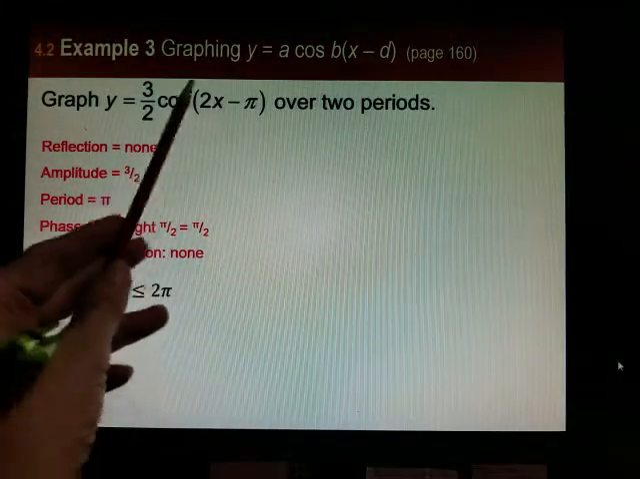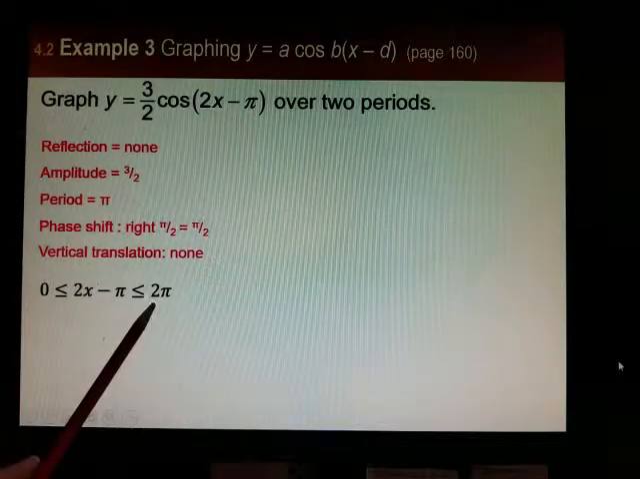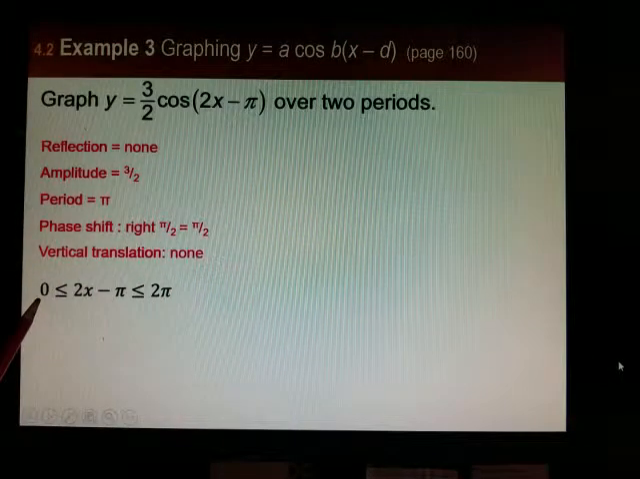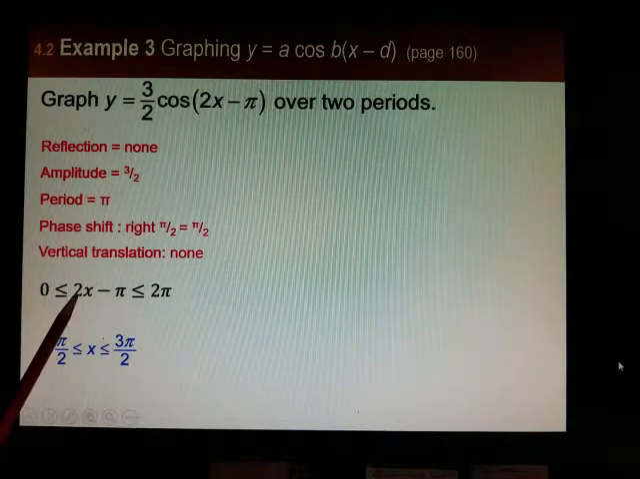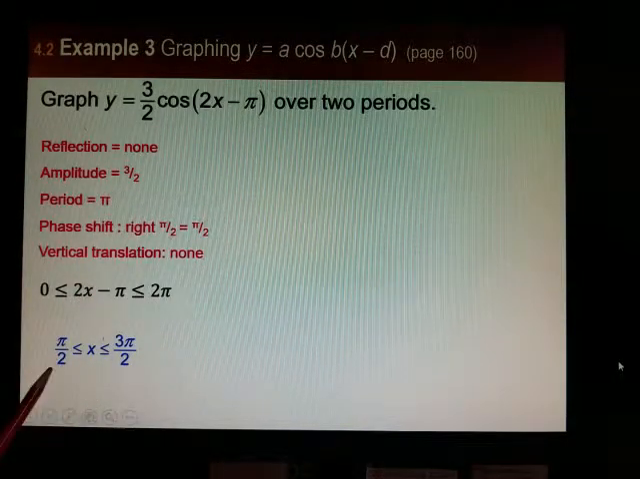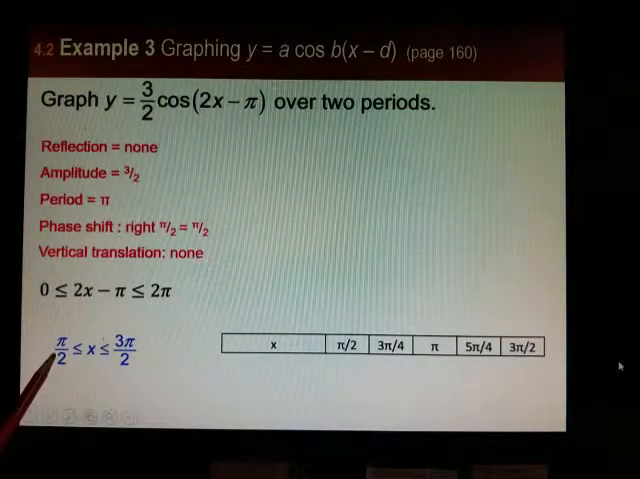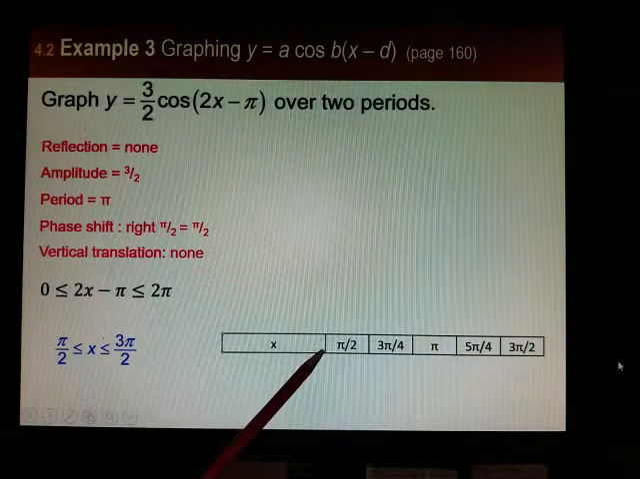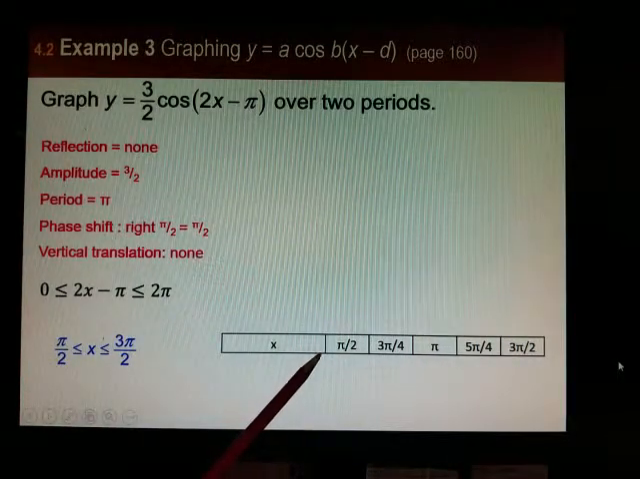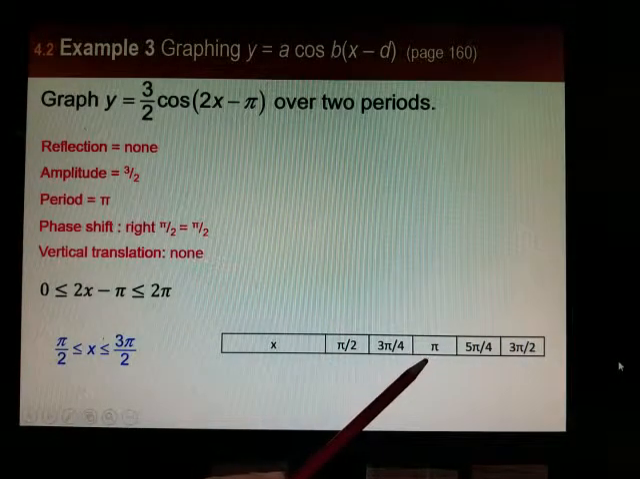So here we go for the table. Take the 2x minus pi, what's in here, between 0 and 2 pi. Add pi, and add pi. So that's 3 pi, that's pi, and now divide each one by 2. That's where we got these numbers. Now for the table, 1/2 plus 3/2, that would be 4/2. Half of 4 is 2, so this is 2 pi halves.